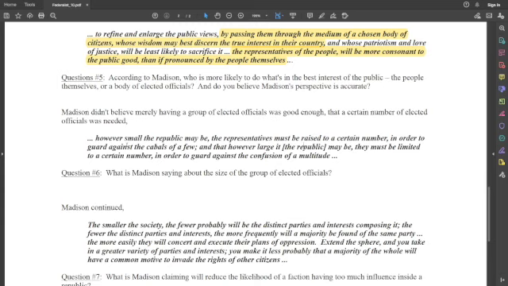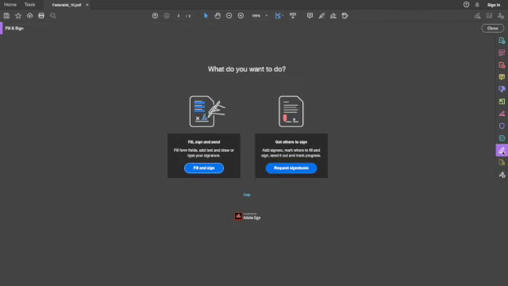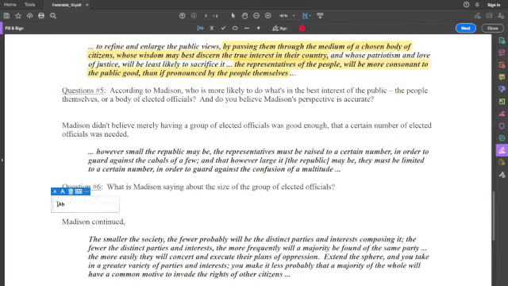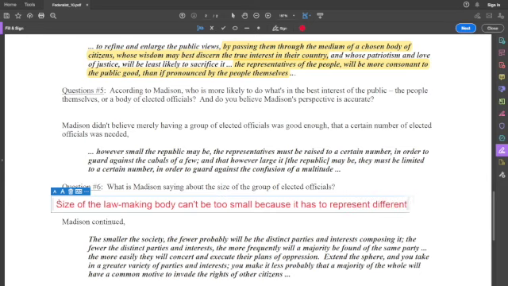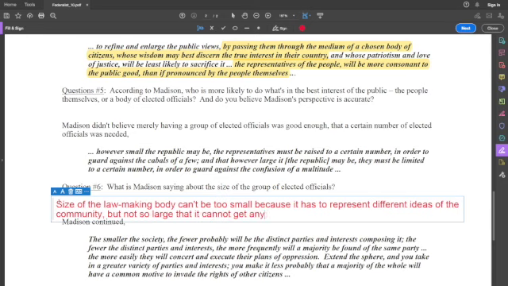Okay? And what we're going to say about this, at least on number 6 here, is that the size of the lawmaking body can't be too small because it has to represent different ideas of the community, but not so large that it cannot get anything accomplished.